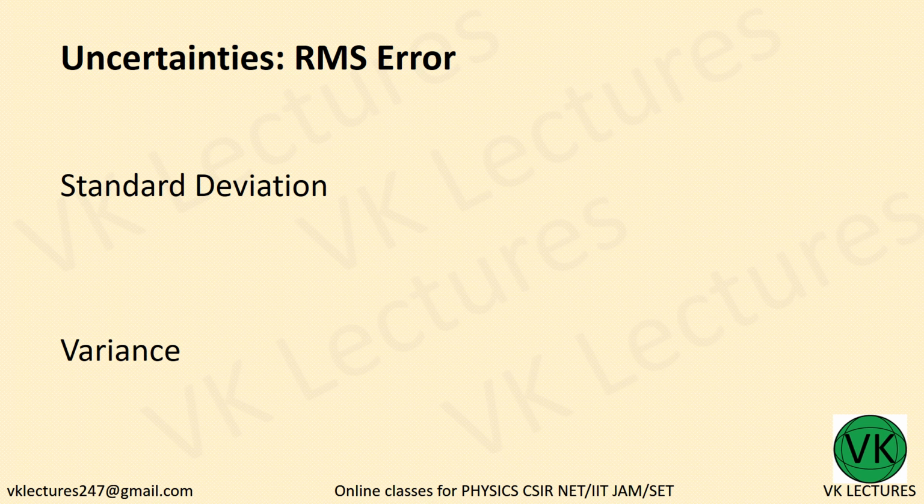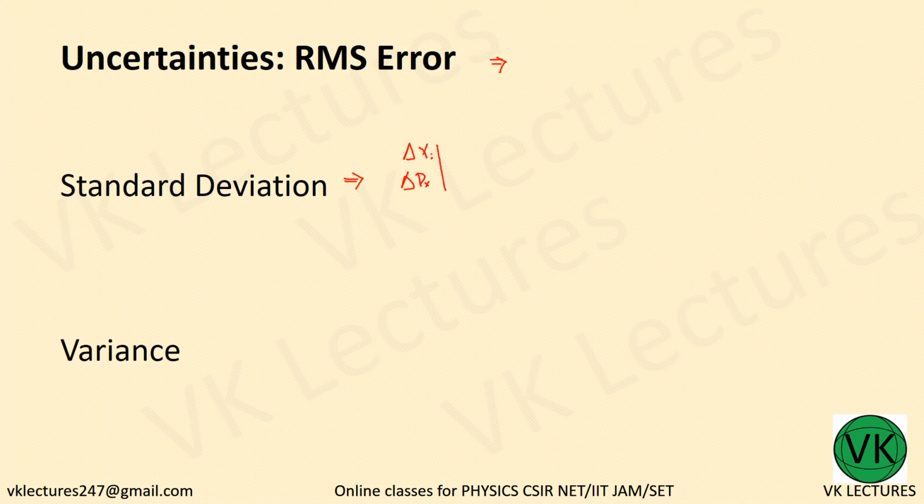Uncertainties or RMS errors. See, RMS error, this is what is RMS, root mean square error. Okay, that is simply nothing but our standard deviation. Both are the same. It is said uncertainty in delta x. We have seen uncertainty in delta x, delta px, that means in position and momentum.